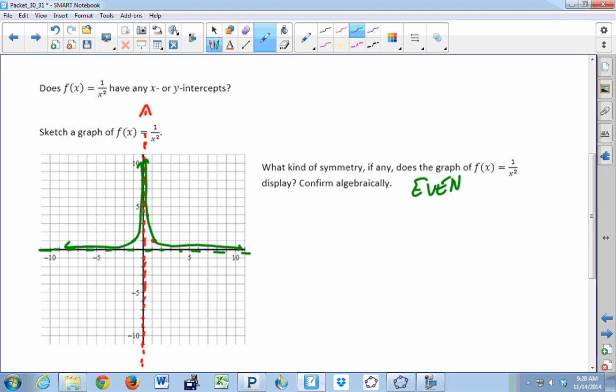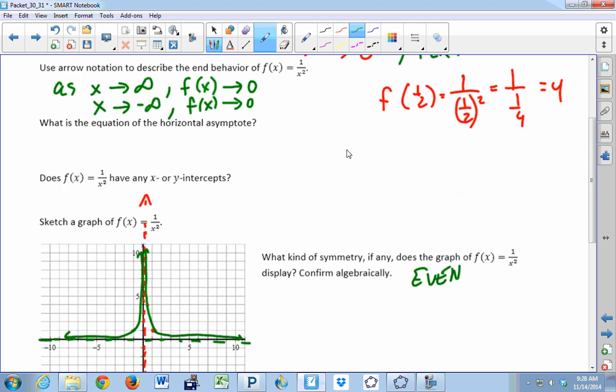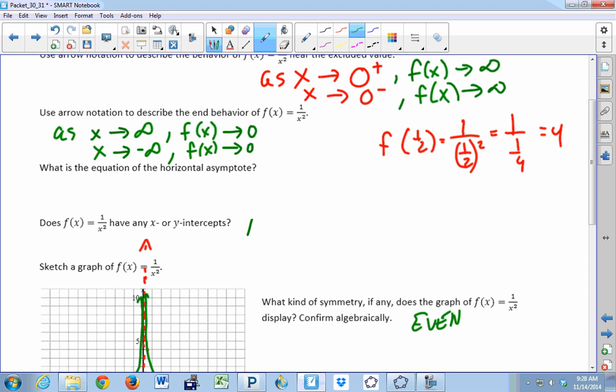Trevor? Sure. We have no x or y intercepts, right? What's the equation of the horizontal asymptote? It's your x-axis, so it's y equals 0.